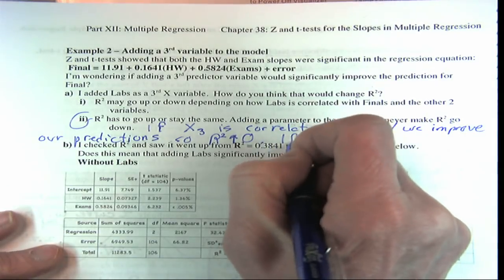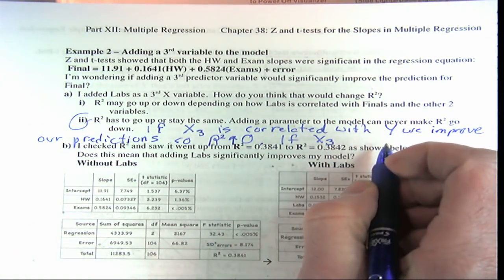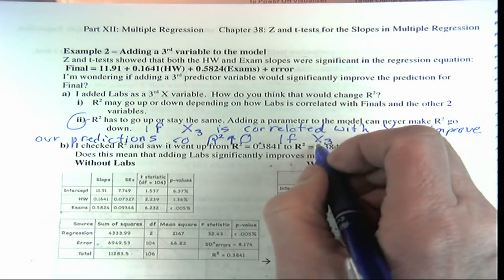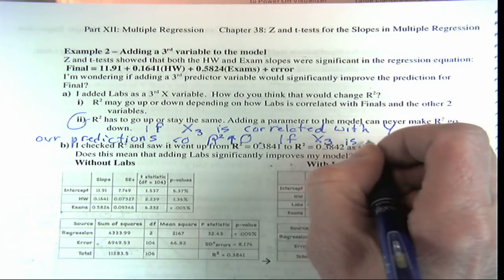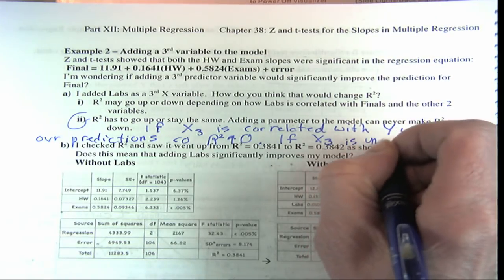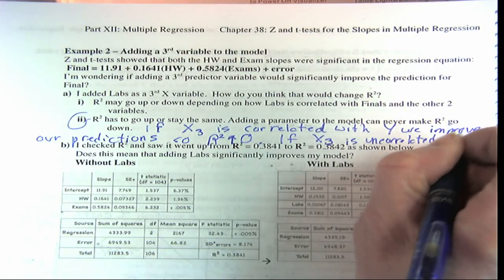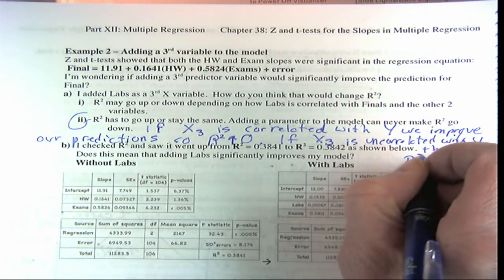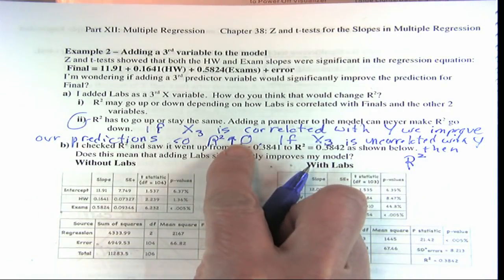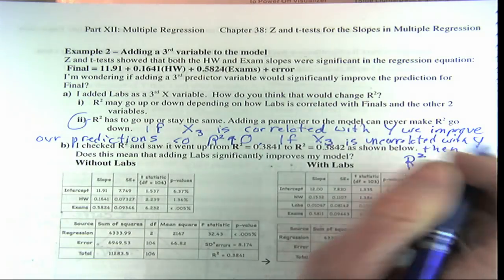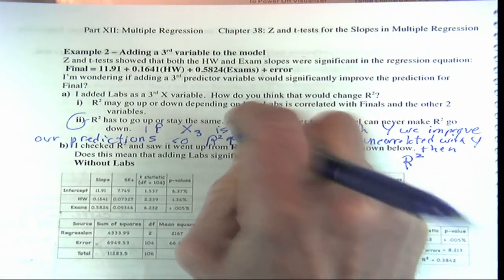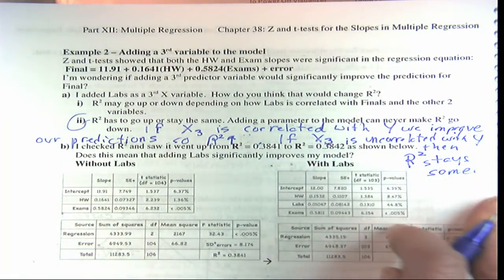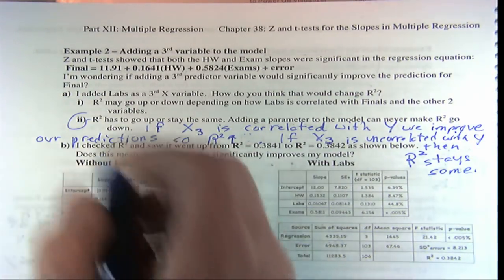Now, if x3 has nothing to do with finals, like weight or something like that, that's not going to make any difference. If the third variable is uncorrelated, r equal to 0, with what we're trying to predict, finals, with y, then r squared stays the same. But if it's correlated, r squared goes up. Okay? All right, so that's important.